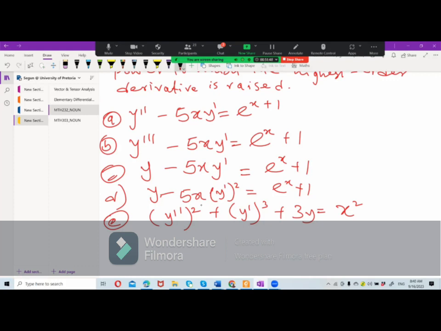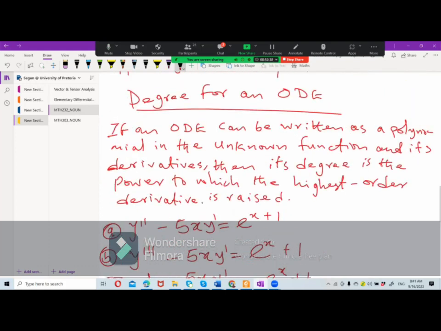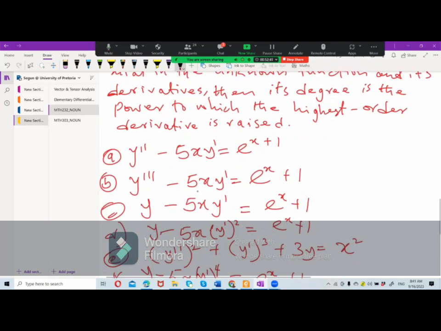So let's look at this one too: (y minus 5xy') all raised to power 4 equals e^x plus 1. Now, let's look at them one after the other. If you look at them one after the other, what is the degree? Or what is the order? Let's start with order.